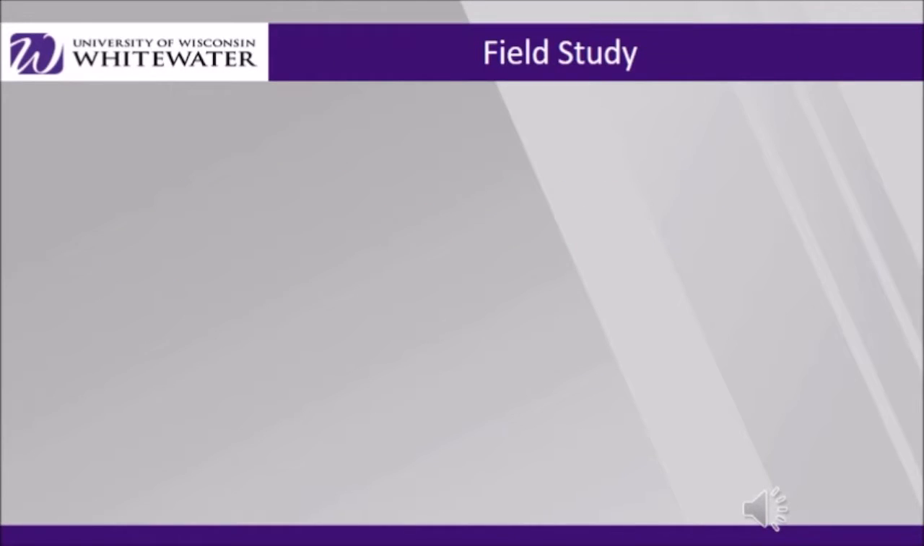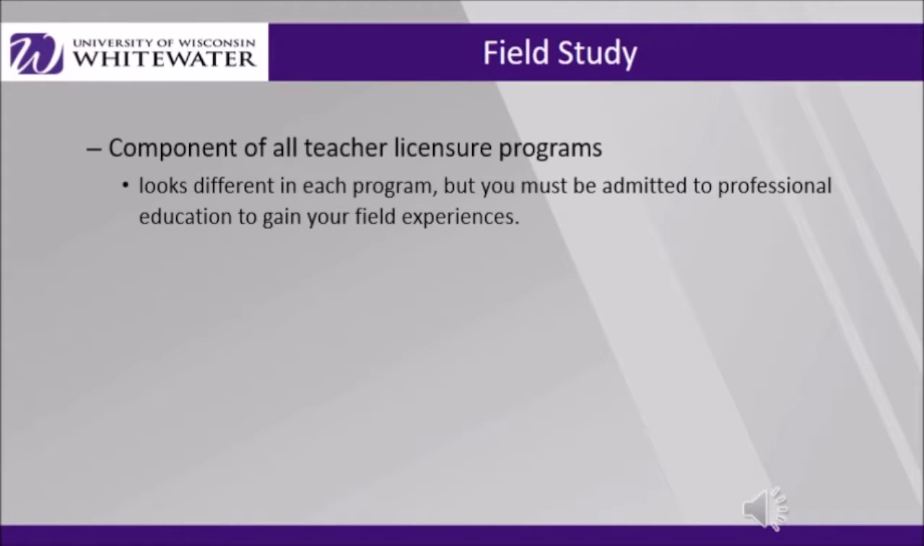After you have been admitted to the college and are assigned an academic advisor, you will meet with the program coordinator to develop a program plan. In your program plan, you will experience a field study. Field studies are a component of all teacher licensure programs. Each program's field study may look a bit different, but in order to experience the field study, you must be admitted to the College of Education.